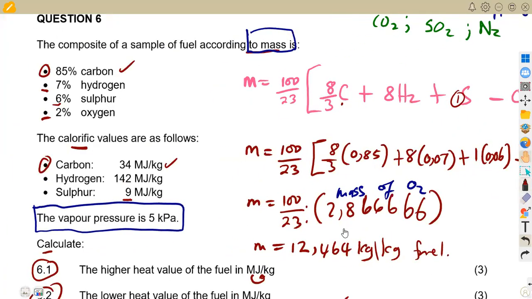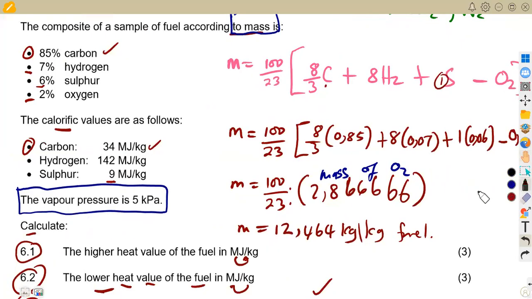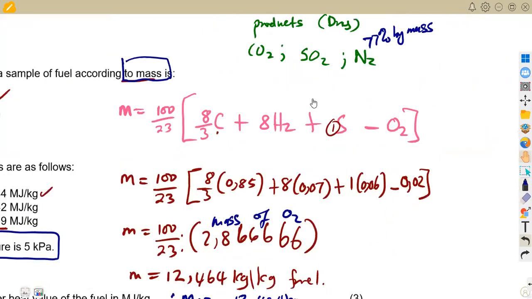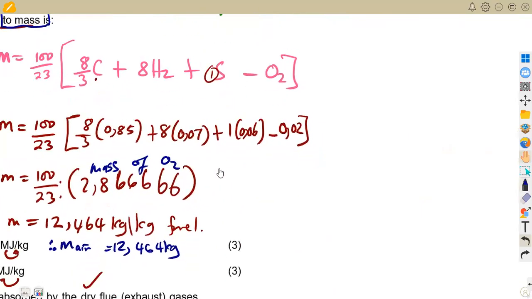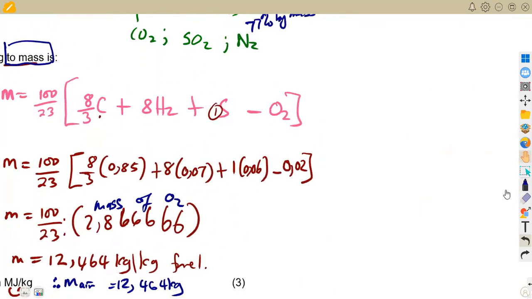So since we do not have excess air considered, that means this mass that we are seeing here is our mass of air. This is the actual mass of air, which is 12.464 kg, because we do not have excess air. Remember, the purpose of calculating this is so that we can obtain the total mass of our products. And in our products, we are going to need carbon dioxide. So let us calculate our products in this case. We need the total mass of these products.